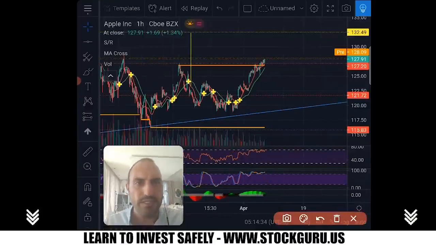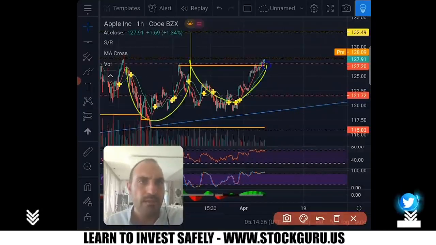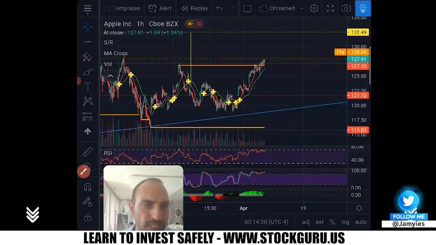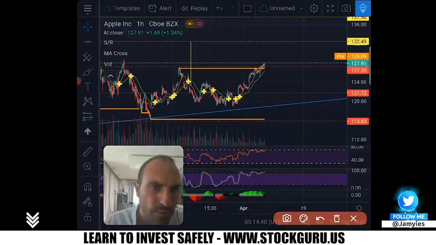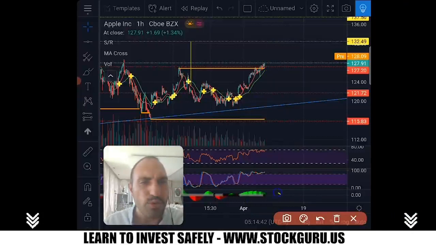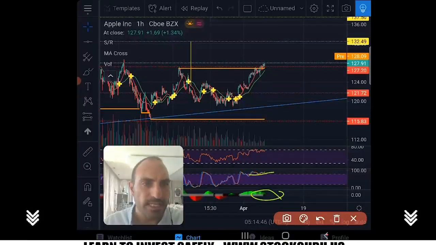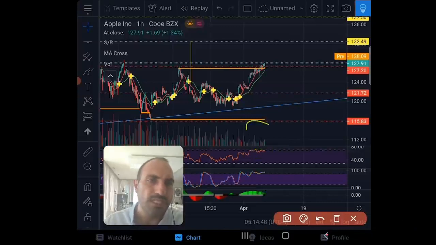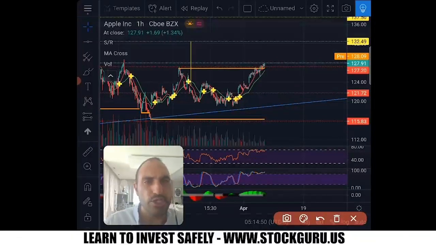So we kind of have a W formation playing out here. Targets are 132 and 137. Stochastic RSI, squeeze mob, volume, they're overbought. Squeeze mob is also coming down out of the green. Stochastic RSI overbought, volume is slightly dropping. So these are kind of bearish patterns.